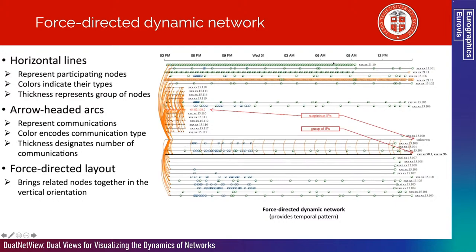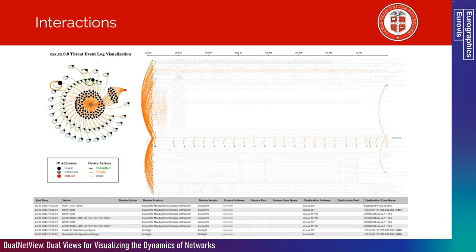Interactions. Several interactions are provided to dig down into details of any special events of concern. Let's say users can mouse over a node to view its information and its related records in the table at the bottom. Users can also click on the link to view all the communication within that link displayed in this table as well. Users can also mouse over any nodes on the horizontal lines here to view its related interaction over time.